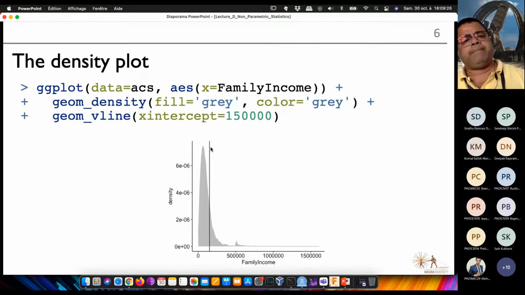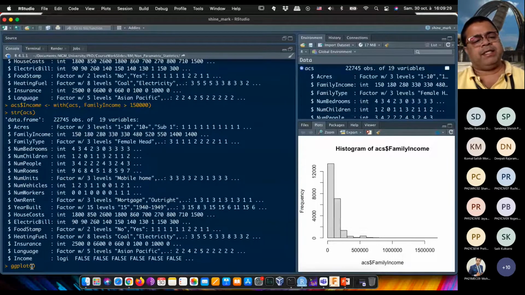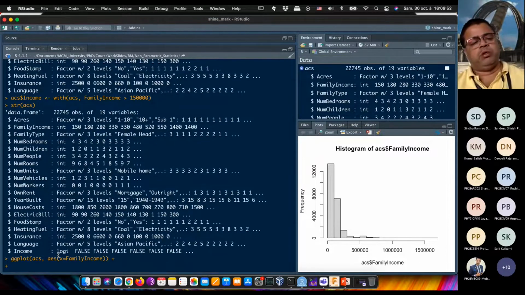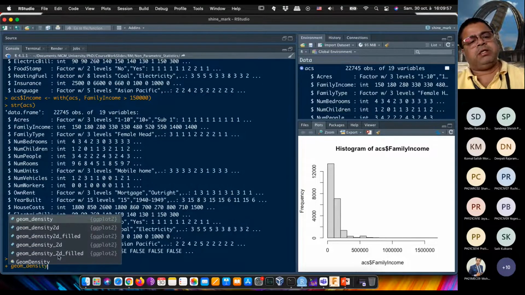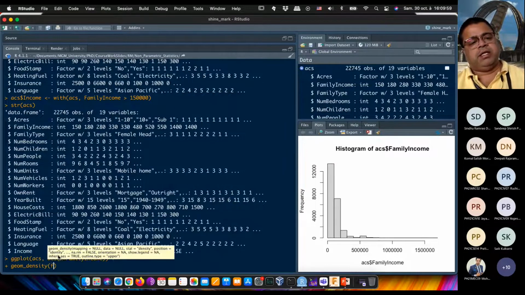Okay, so let us see. On the x-axis, there is family income. So I am just saying I need the data ACS, and aesthetics. I say x equal to family income. If I just do that, okay, this ggplot by default, if I keep it like this, nothing will happen. I have to add something. What do I do? geom_density, and then I just say fill equal to gray. Some color I just do.